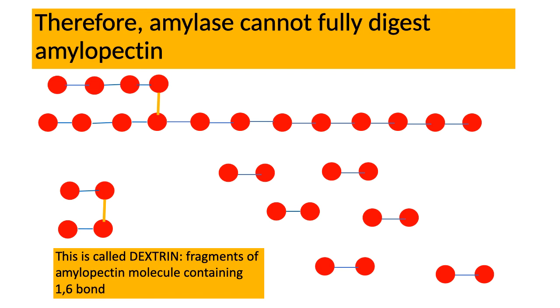So if we try to cut every 2 glucose in this amylopectin molecule, you will find that at the end, there will be a molecule called dextrin that cannot be cut further by the amylase. So the definition of dextrin here is the fragment of the amylopectin molecule containing the 1,6 glycosidic bond that cannot be further cut or digested chemically by the amylase.